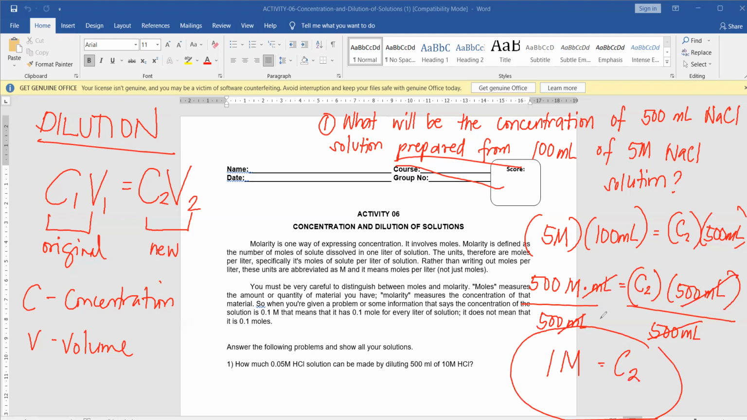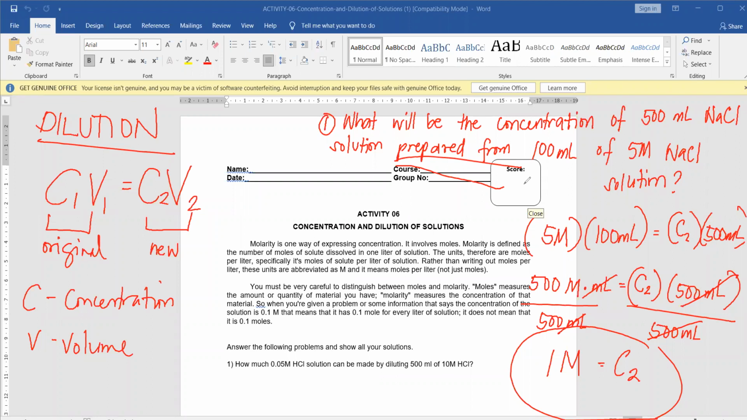So, kung nakita niyo, class, bumaba yung kanyang concentration. The original one is 5m. 100 ml lang siya, dinagdagan ng tubig kasi universal naman yung solvent natin na water. Instead of 100 ml, naging 500 ml na siya. And ang new concentration niya ngayon ay 1m na lang. 1 molar na lang. Okay? That's how, class, you're going to do the computation for the dilution. Okay?